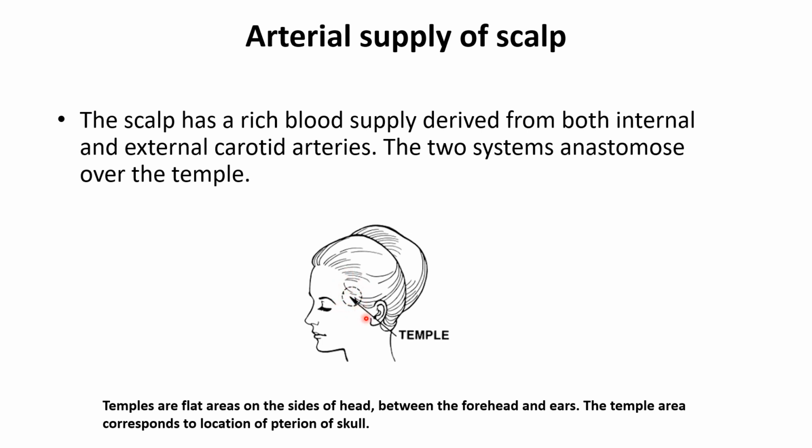These two systems, the internal carotid system and the external carotid system, anastomose in the temple region, and they also anastomose in the scalp area. We will see how.